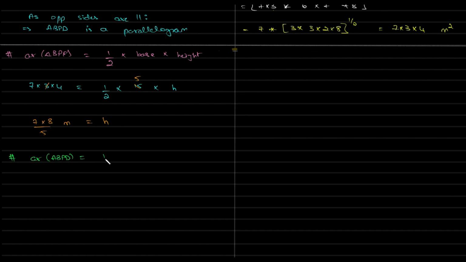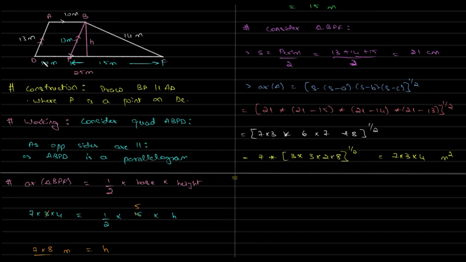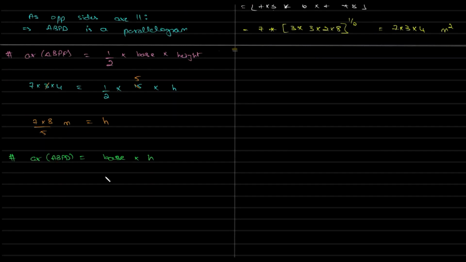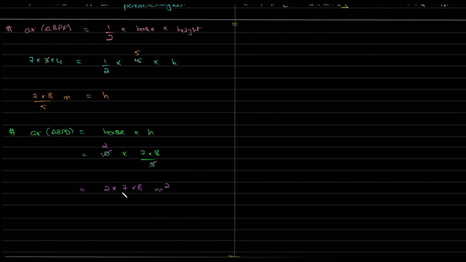Next is the area of the parallelogram ABPD, which is given as base into height. So what is base? Base is 10, height is this particular value. So 10 into 7 by 8 by 5. Can you see this? We get to cancel. So I always advise not to calculate everything in one go. So even this we need not calculate. Meter square.